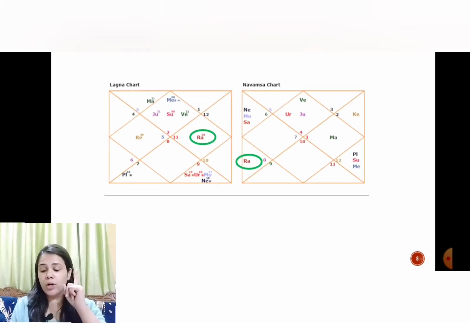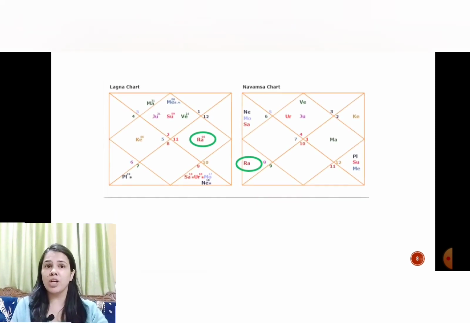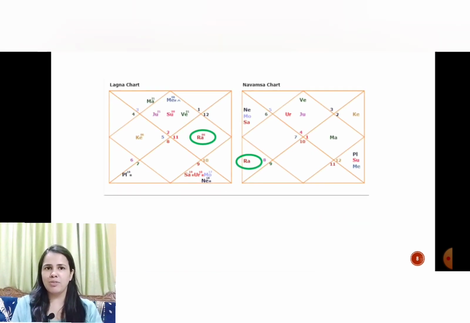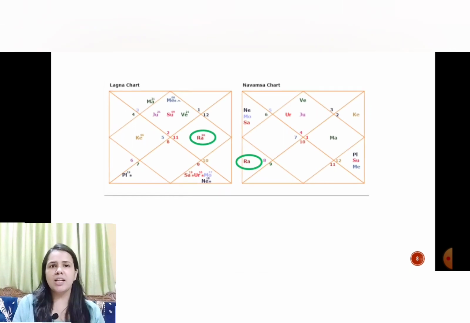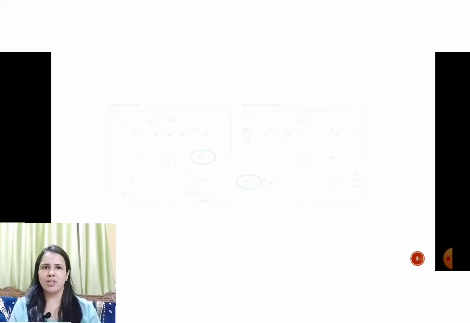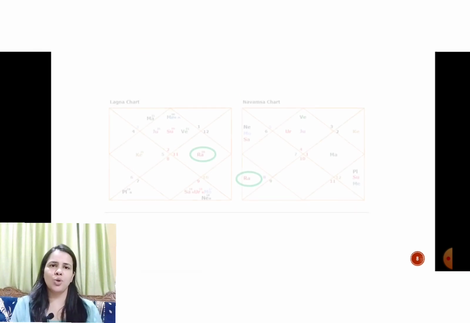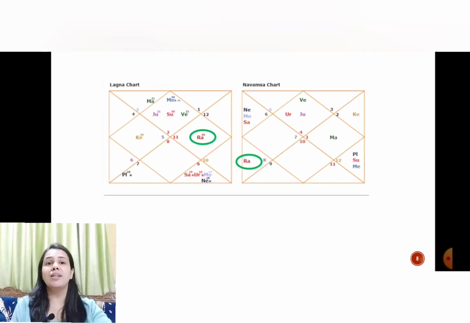So whenever that planet gets activated, I have already told you, whatever planets are sitting in the Lagna chart, whenever they get activated, they will not just get activated in the Lagna chart, D1 chart. They will also get activated in the D9 chart and the rest of the divisional charts. Okay, until they get activated, you can't find the result from the divisional charts. Okay, you have to activate them, then only you can see the similar result in the D9 and other charts.